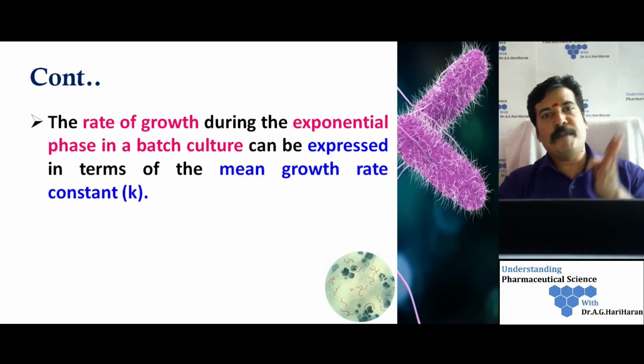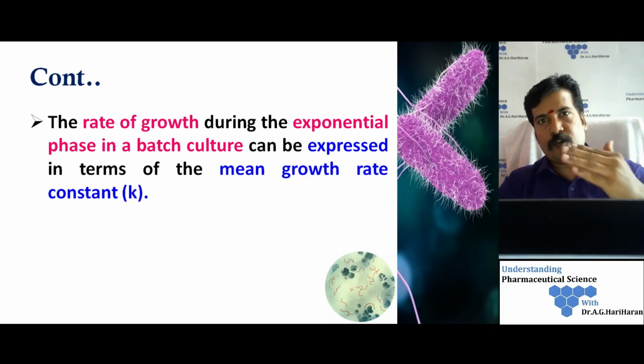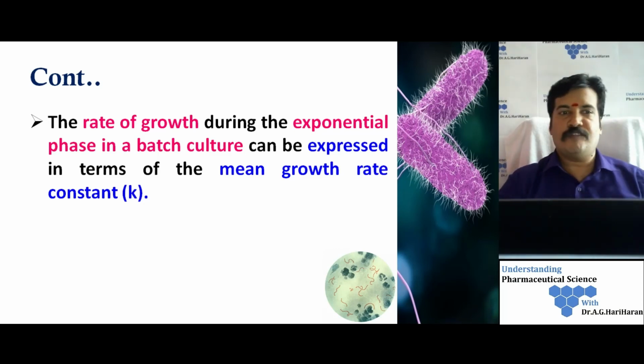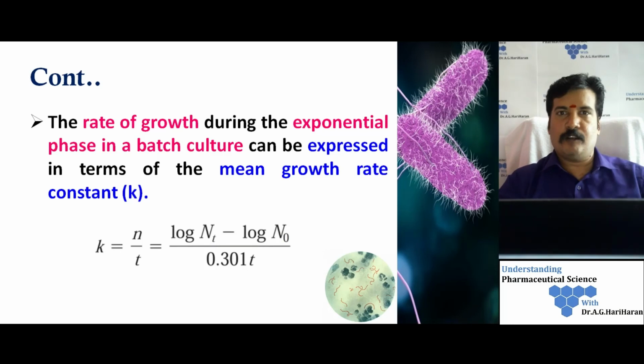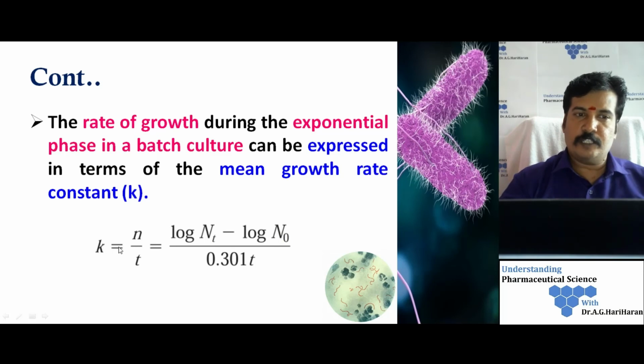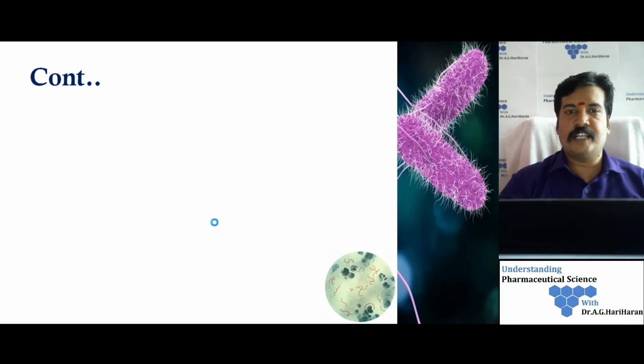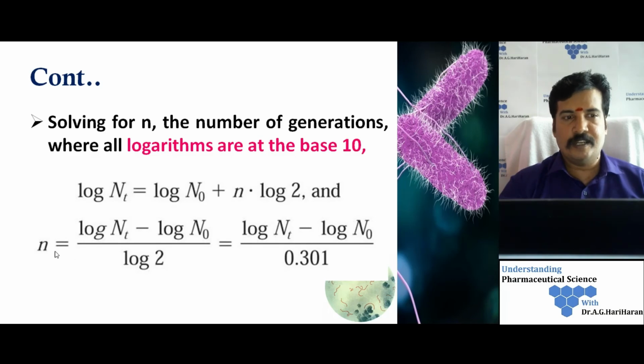Next is the mean growth rate. What is the rate of growth at every particular unit of time? This we can calculate by a simple formula, k is equal to n by t, right? So k, the rate of growth, is equal to n per unit time t. Instead of n, we can put the formula which I derived in the previous equation: n is equal to log nt minus log n0 by 0.301.